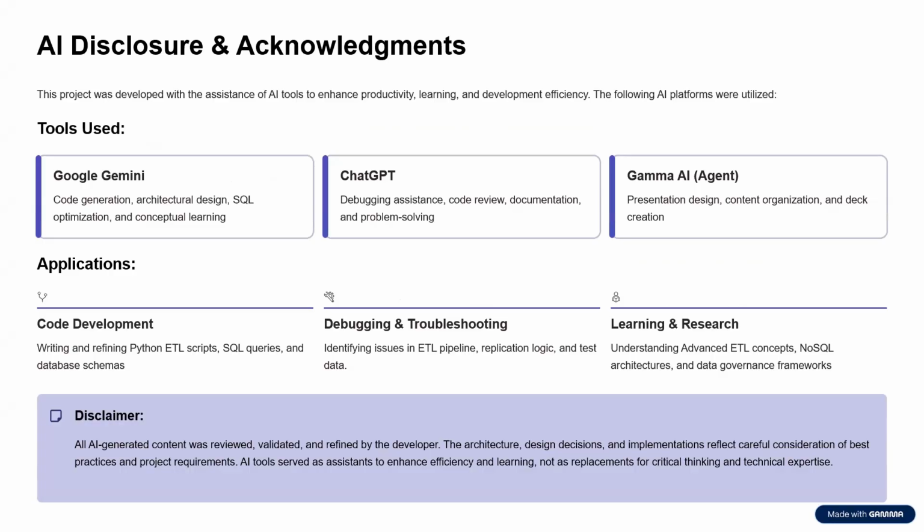So, AI disclosure and acknowledgements. I used AI tools, including ChatGPT, to generate ideas and generate code. I used Gemini too, and again, I used Gamma AI for the presentation and content organization, etc. Mostly I used AI for code development. It helped me write my Python ETL scripts, SQL queries, and everything. And then it also helped me debug and troubleshoot the issues in the ETL pipeline.